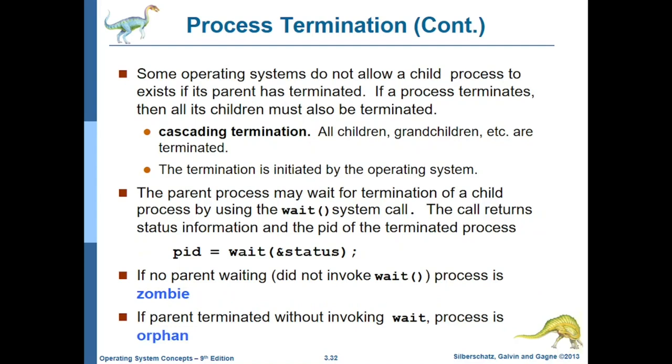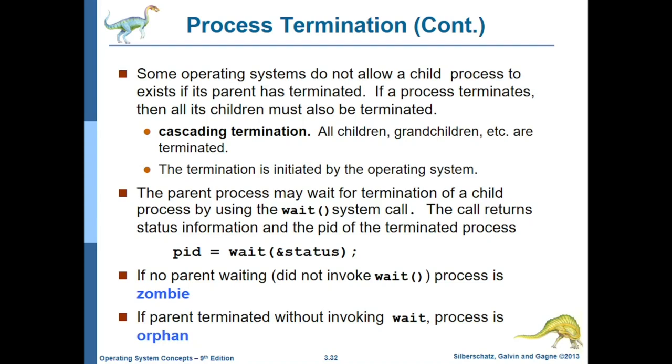In this slide, we will continue to discuss process termination in some operating systems. Some operating systems have a rule that a child process cannot exist if its parent has terminated. This means that if a process ends, all its children processes must also end. This is called cascading termination. Here, cascading termination affects not only the direct children of the process, but also the grandchildren, great-grandchildren, and so on. The operating system is responsible for initiating this termination.